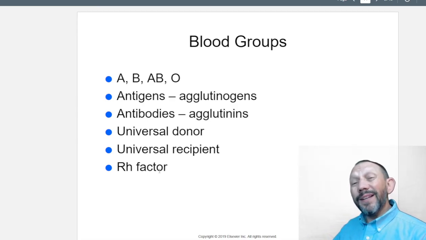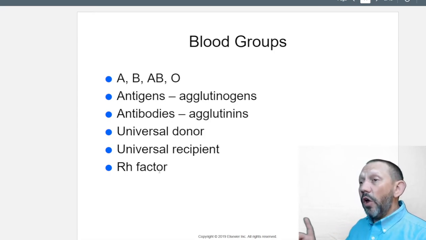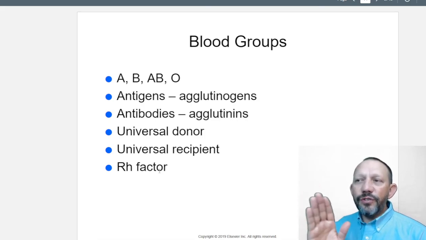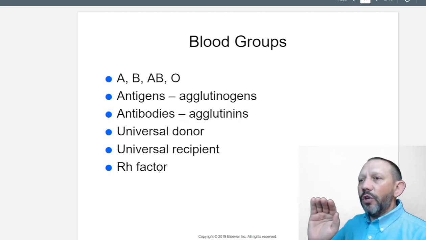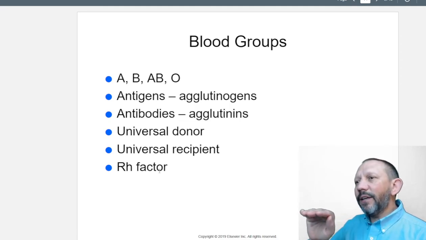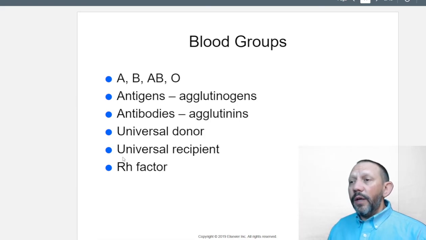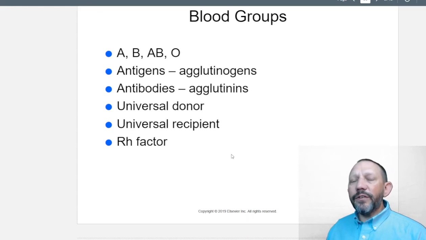Blood groups, you have blood types. You have A, B, and O. O is the universal donor, can donate to anybody. AB is the universal receiver. It has to do with the antigens and the antibodies on them. So for this class, get antigens, agglutinogens, agglutinins, and antibodies all together. Make sure you have those. Universal donor, we're talking about O. Universal recipient, AB. And then the RH factor has to do with rhesus monkeys. That's where it was originally discovered.